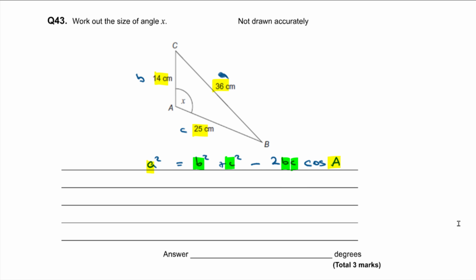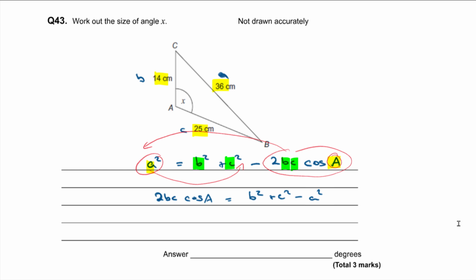Now this time, it's this thing on the end that I want to find, which is embedded on the right-hand side. So I've got a bit of rearranging to do here. Add 2bc cos A to both sides, shifting this whole bit over to here and this bit over to here. I'm going to rewrite this as 2bc cos A is equal to b squared plus c squared minus a squared. And then finally, dividing through by 2bc, I get cos A is equal to b squared plus c squared minus a squared over 2bc.